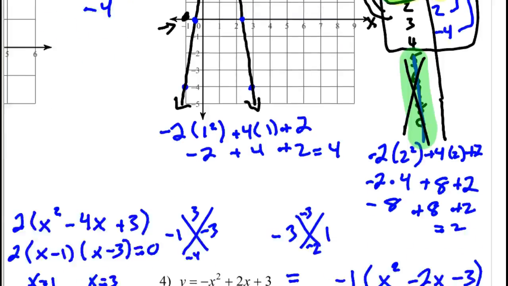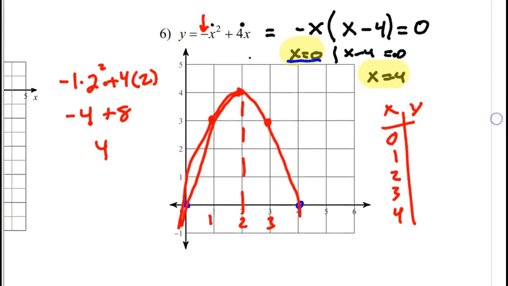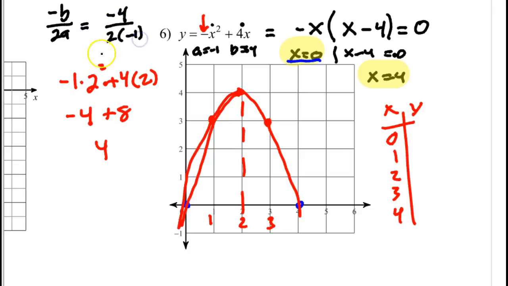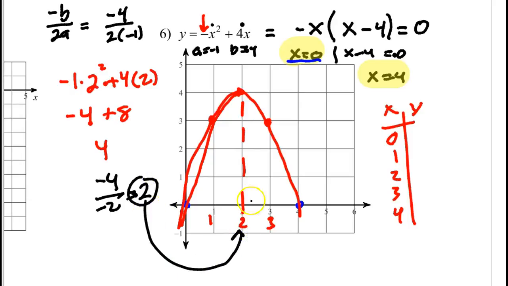Let me show it a few more times on what we've done already. On number 6, what would a be? -1. So here a is -1, and b is 4. If I did the formula here, it'd be -4 over 2 times -1, which is -4 over -2, which is +2, just like we predicted. Axis of symmetry is at +2.